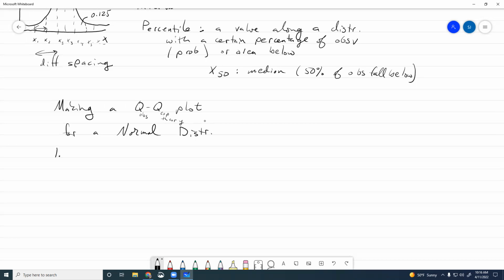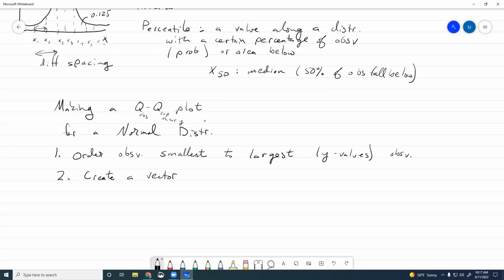So step one is we're going to order observations from our data set, smallest to largest. And these are going to be our Y values, our observations. Then we're going to create a vector of standard normal quantiles.